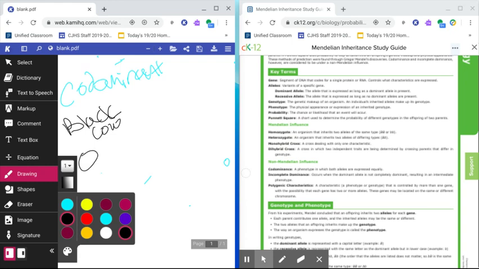Oh, don't judge my drawing, guys, okay? Don't judge it. There's my black cow. Woo! And we have a white cow, which you won't be able to see, but you know what? We can still write it.